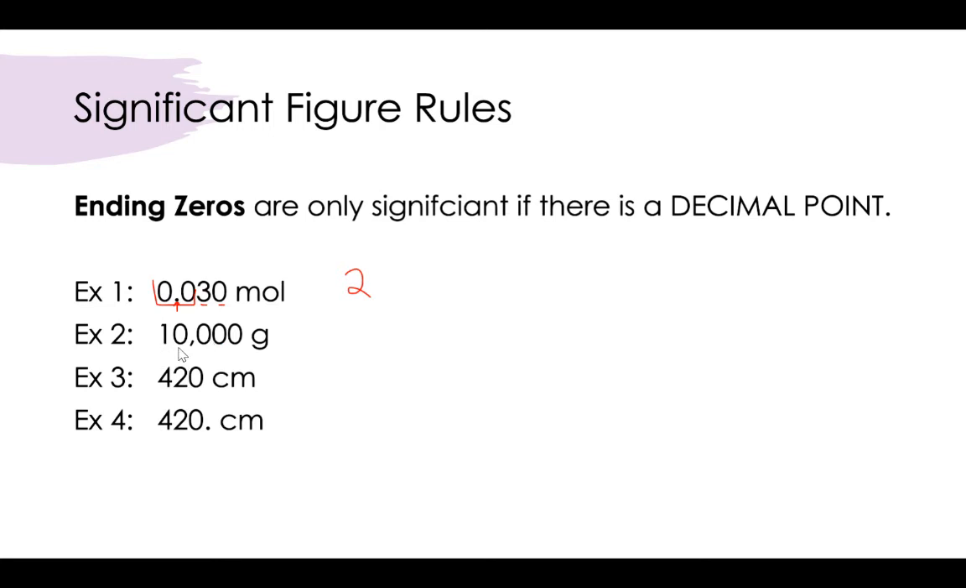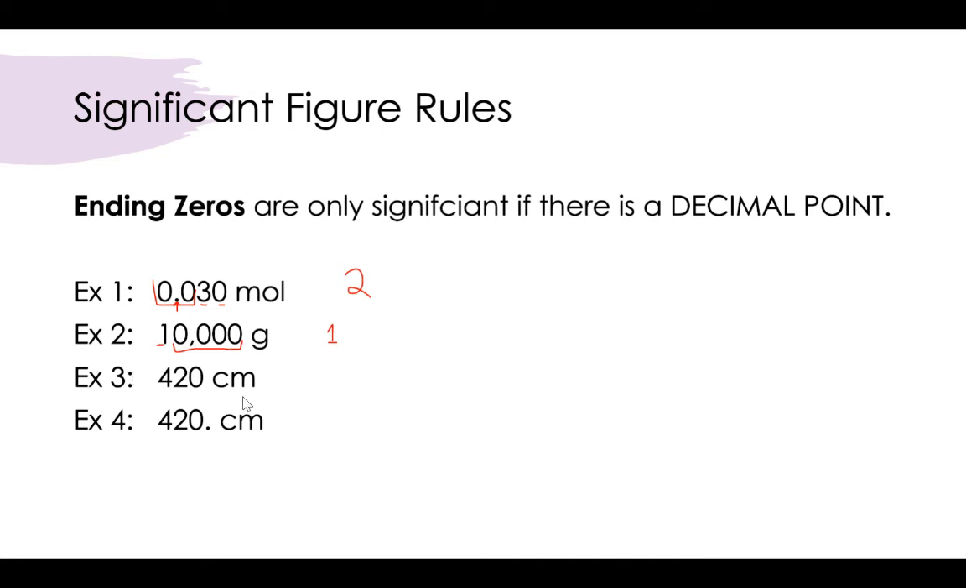In my second example, I have all of these ending zeros, 4 ending zeros, and no decimal point. So in this case, I only have 1 significant figure. Only the 1 here is significant. This tells me that I measured something at 10,000 grams on a very imprecise scale, right? I couldn't even round to the thousands place. I only knew to the 10,000s place.